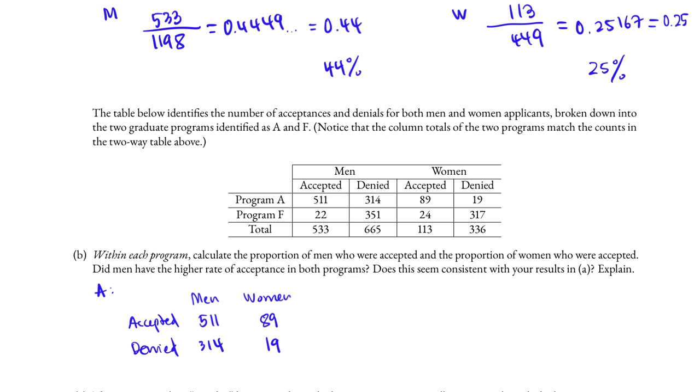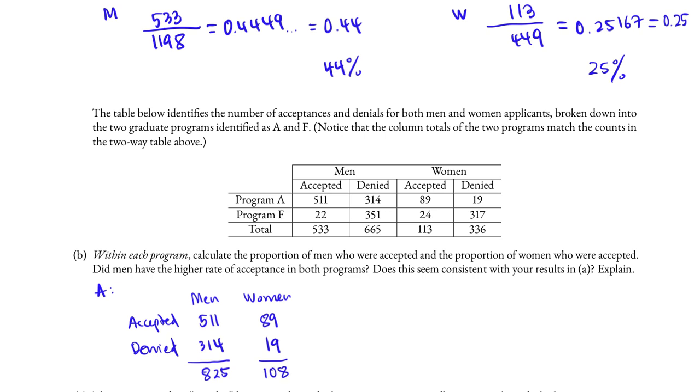So we need to find out the total number of men who applied to program A. 511 plus 314 is 825. How many women are there? 89 plus 19 is 108.